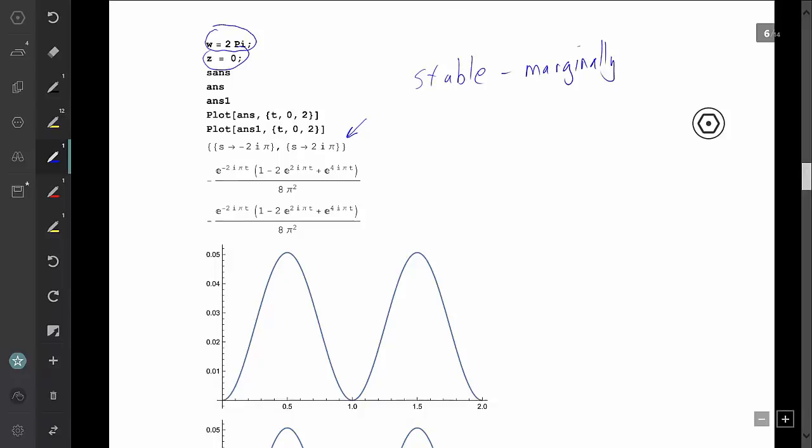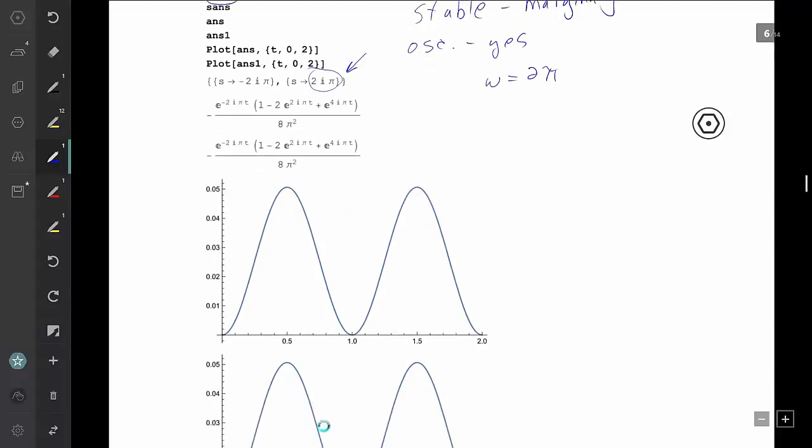How do you know? There is no real part in the solution. Does it want to oscillate? Yes, it does. It does want to oscillate. What's the frequency? The frequency of oscillation is 2 pi. You get that from the imaginary term.